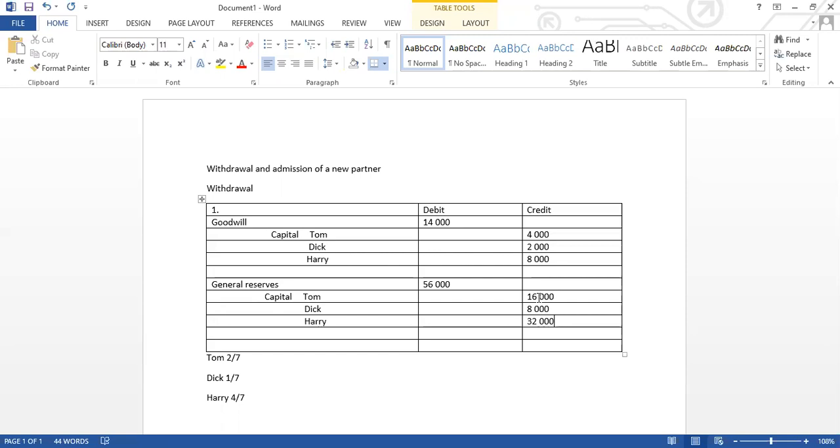Now we are busy canceling off the general reserve. When you are told that general reserve is to be cancelled or general reserve is not to appear in the books of the new partnership, then you know that you will have to credit your partners' accounts and debit your general reserve. So on the debit side, you have general reserve, and on the credit side, you have the capital accounts of the three partners.